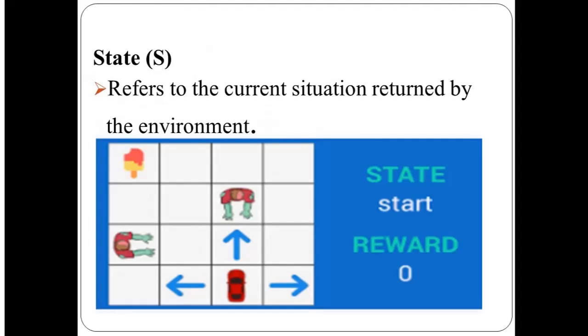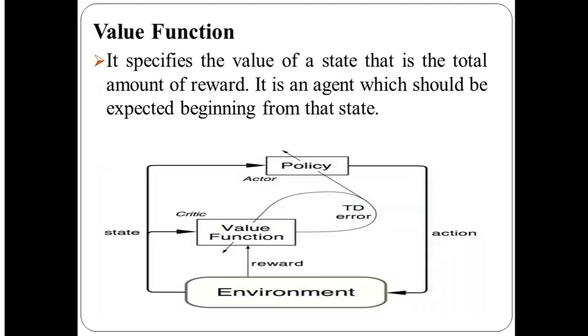State refers to the current situation returned by the environment. For example, in which direction the agent moves. Based on that, it will get a reward or it will get a punishment.